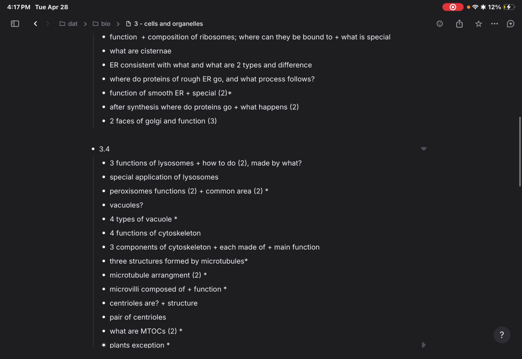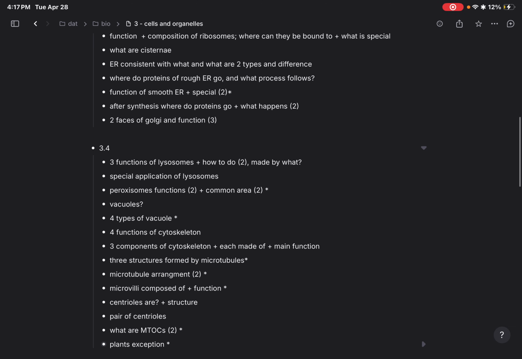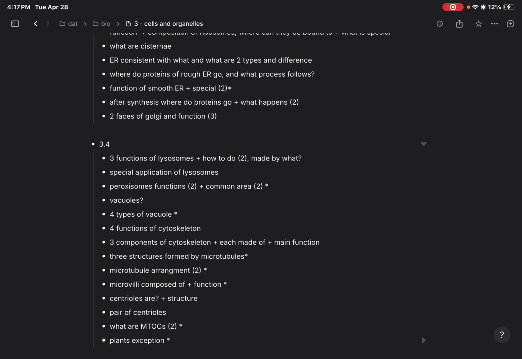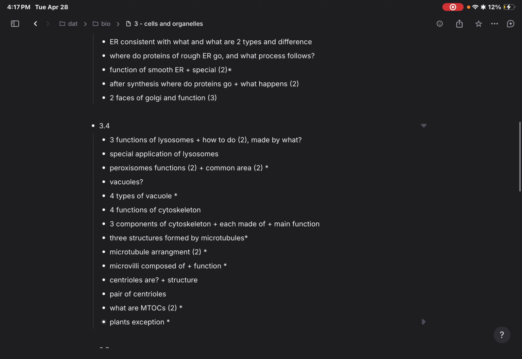Function of smooth ER. What's the function of smooth ER? It's for lipid and steroid hormone synthesis. What's special about it? It's called the sarcoplasmic reticulum in muscle cells, and it also breaks down toxins and drugs.